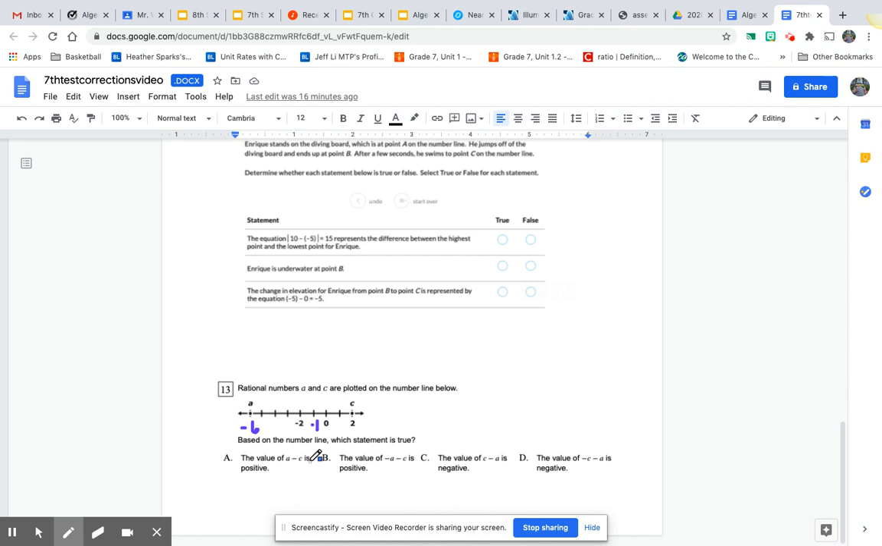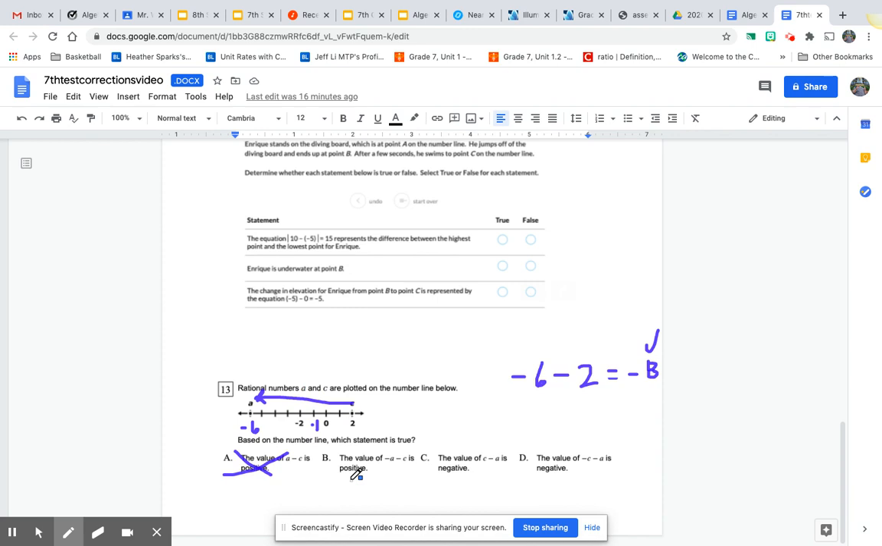The value of A minus C is positive. Let's see. -6 minus C, which is 2, right? That's equal to -8. The gap between these two numbers is 8 spaces away. Going left makes it negative. So A minus C is not positive.